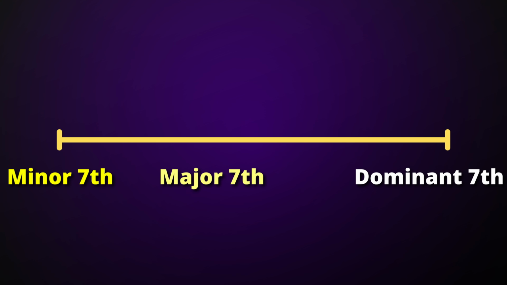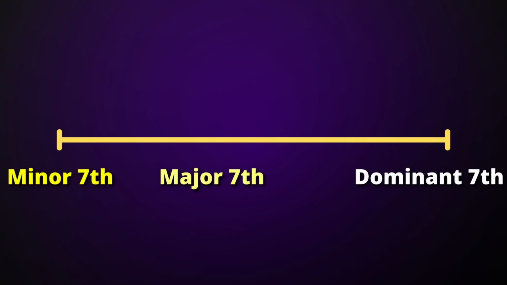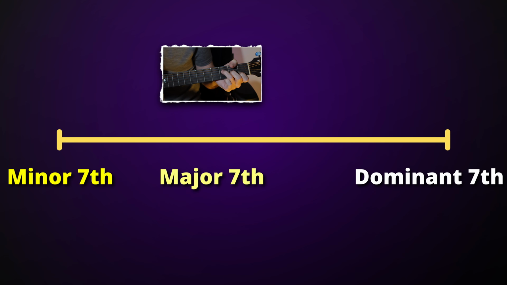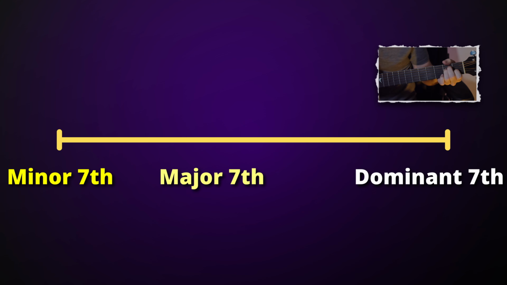Minor 7th is like a warmer, smoother, and less sad version of the minor chord. Major 7th has a bright, lush and sophisticated sound, often described as dreamy or romantic. And dominant 7th, often just called a 7 chord, has a dissonant, tense sound that wants to resolve. It could also be called bluesy, because it's used widely in that genre.